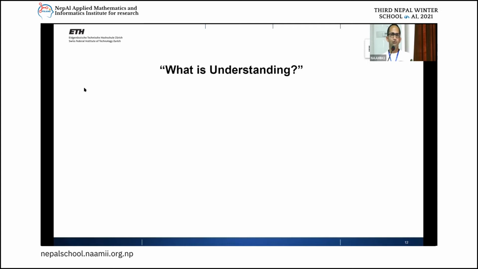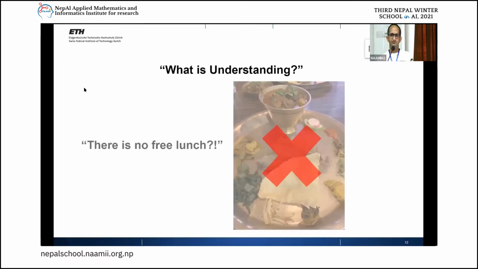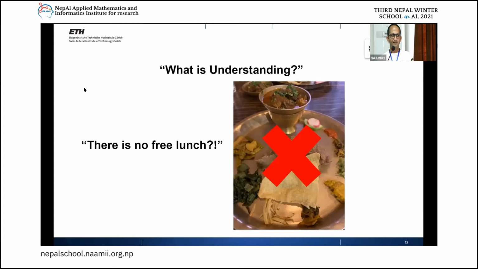If you open the book Deep Learning, in the very beginning there is a very weird theorem. It's called the no free lunch theorem. No matter where you go, you may be offered free lunches, but it's not really free. There is something behind it. So understanding that nothing is free, especially lunches, is understanding.